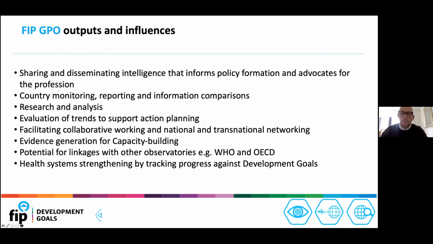Next slide, please. You'll see on this slide the FIP Global Pharmaceutical Observatory's outputs and influences. In the interest of time for today, you can see the outputs. The most relevant and important one for today is our tracking of progress against the development goals. So this is particularly important. It brings the development goals to life and helps strengthen health systems. Next slide, please.